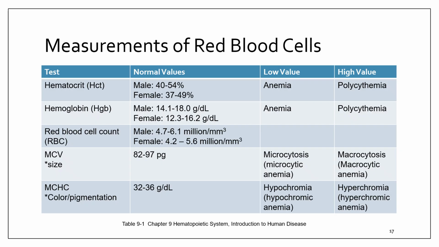Okay. This slide is one of the most important bridges in the hematopoietic system. It's where lab values meet morphology. If you understand this table, blood smears suddenly make a lot more sense. Think of these measurements as descriptions of what your eyes would see under the microscope, just expressed in numbers first.